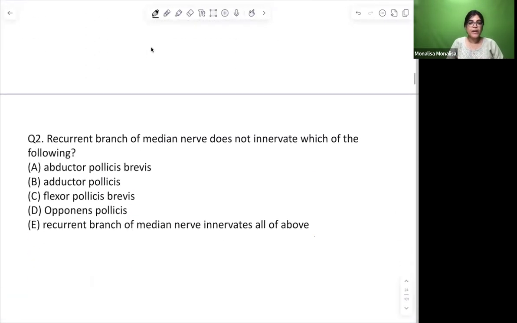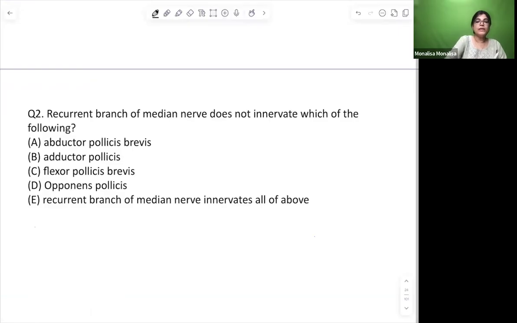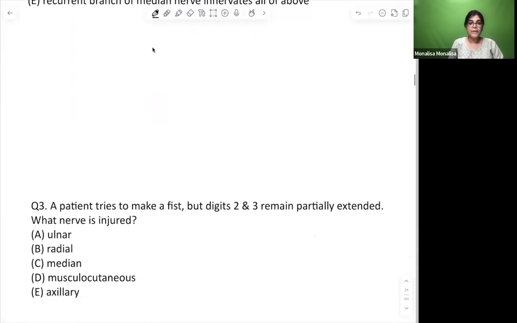Now, the next question: the median nerve does not innervate which of the following muscles? Adductor pollicis, absolutely right answer.